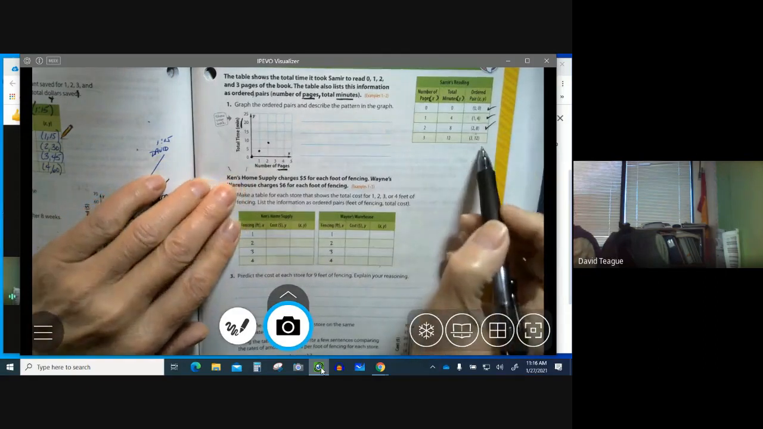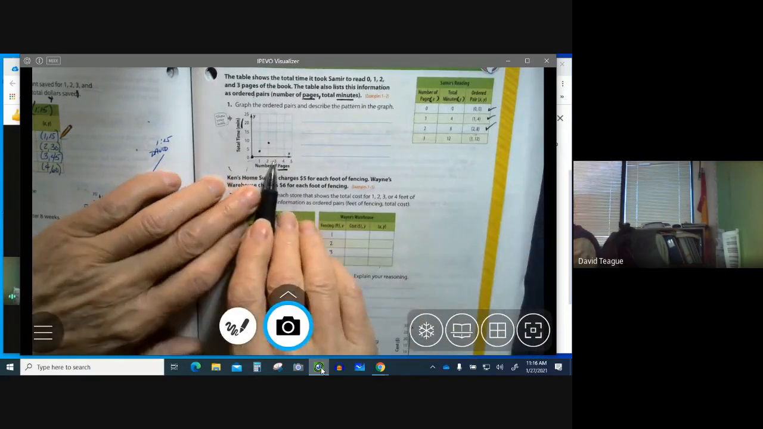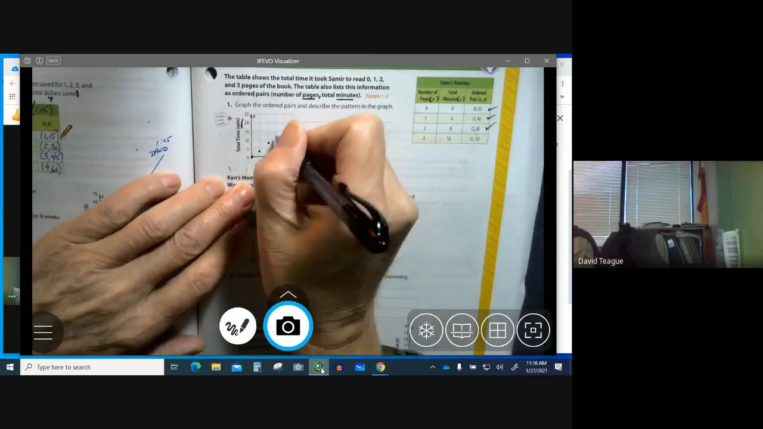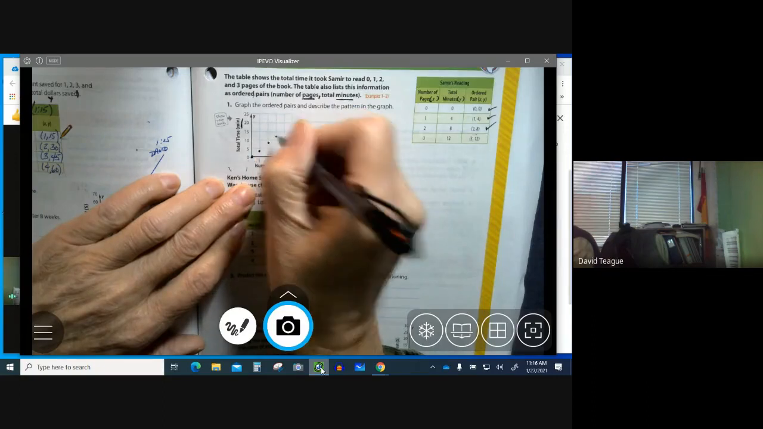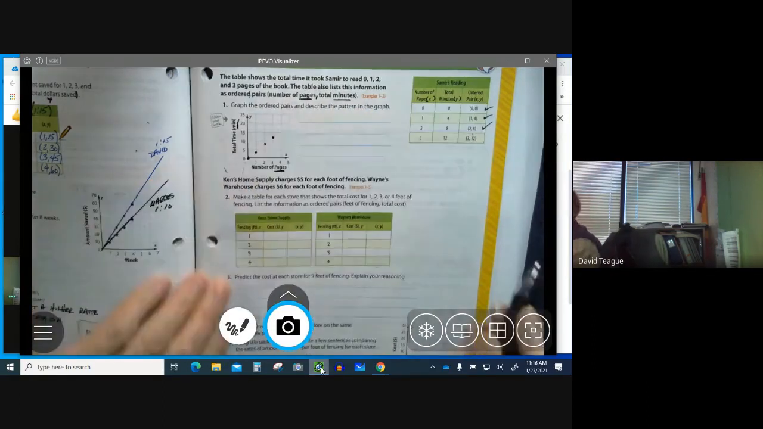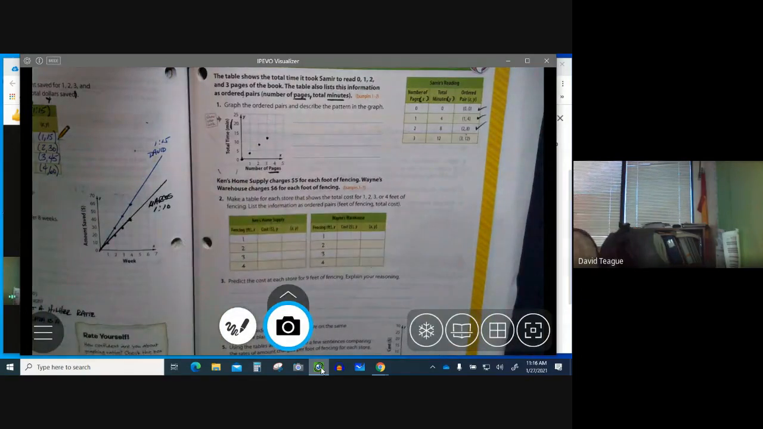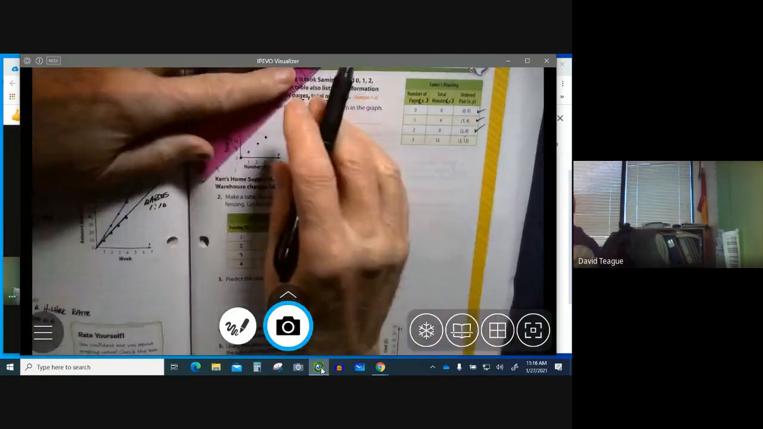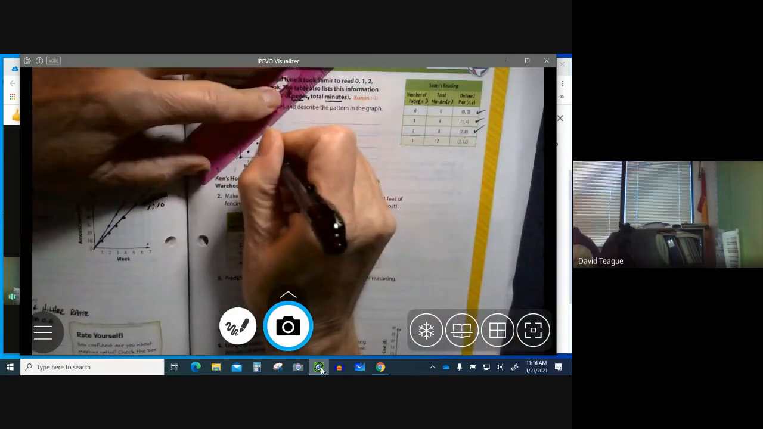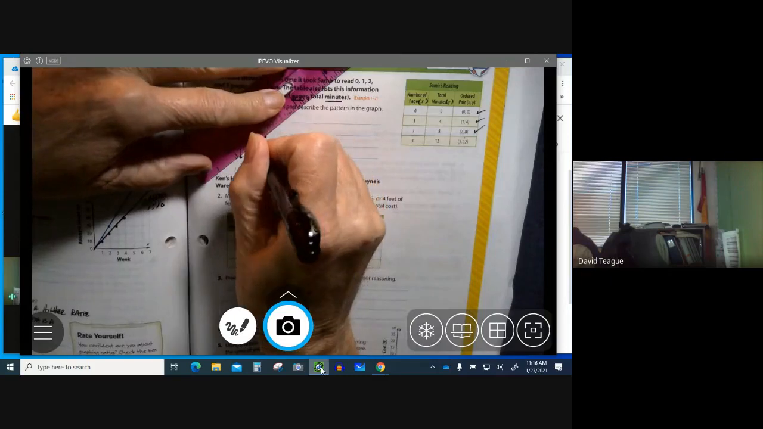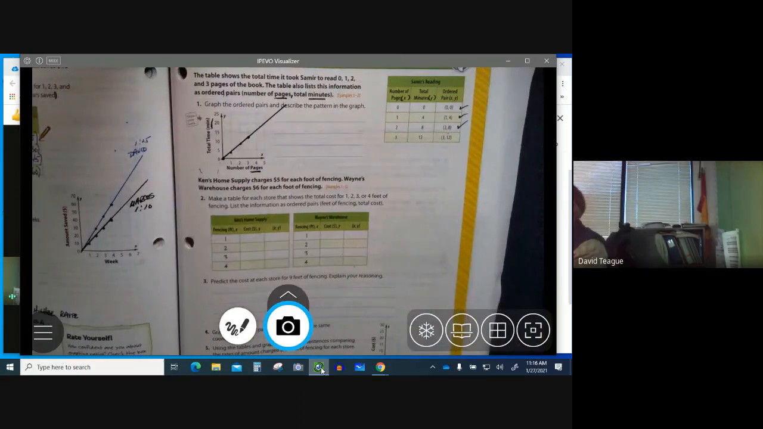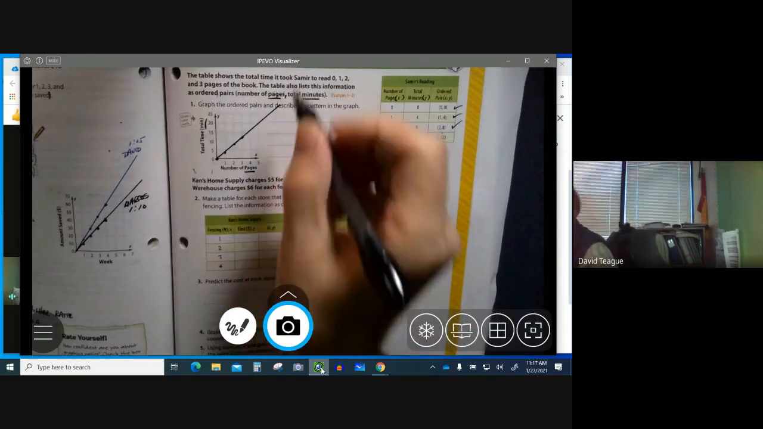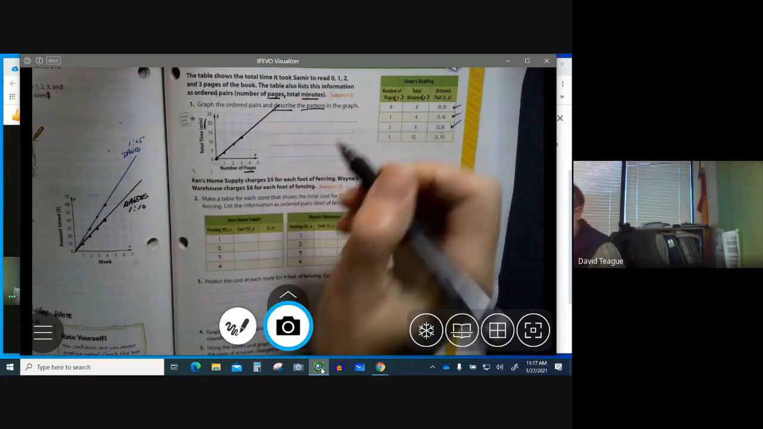And then our next ordered pair is 3, 12. So we're going to go over to 3 and go up to 12. We're going to have to guesstimate again. So we'll just put it right there. That's about probably where 12 is. Okay. So then if we actually take a ruler and connect it, I like to put my pen on that point and then line it up with the other one. Okay, so that's our line. And then it says describe the pattern in the graph.